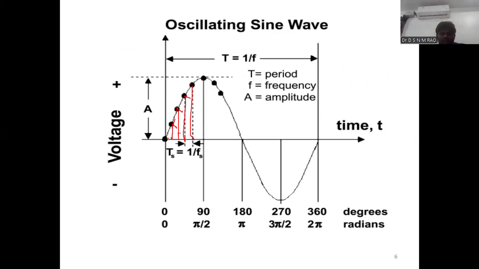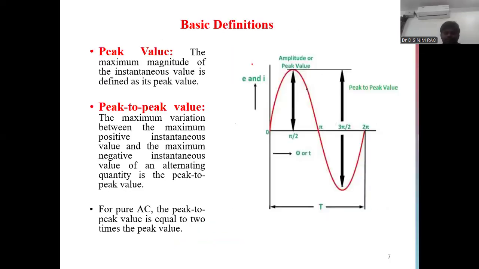So one cycle span is 360 degrees or 2 pi radians. The time required for completion of one cycle is nothing but time period. Frequency is also defined as the reciprocal of time period.